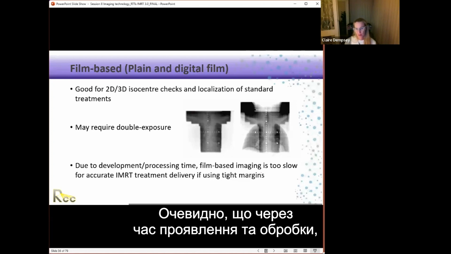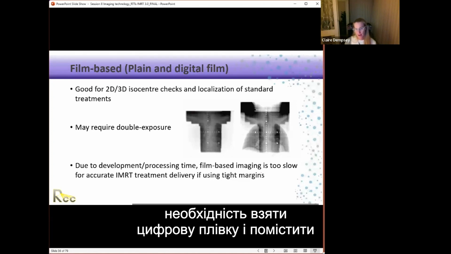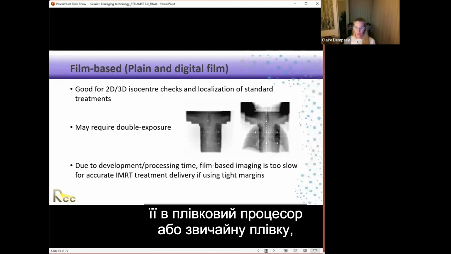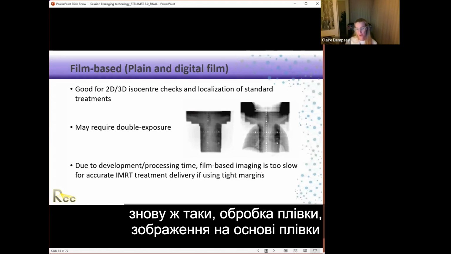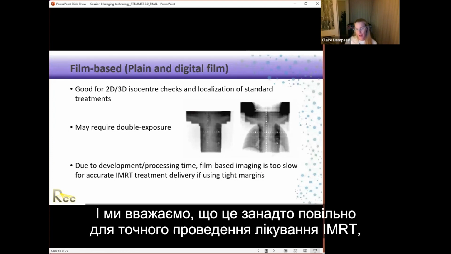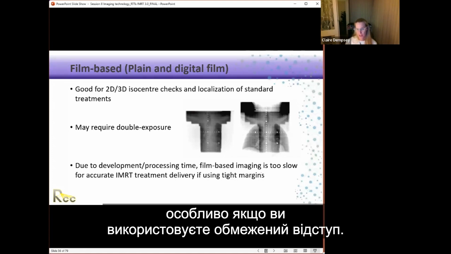Obviously, due to development and processing time, having to go and take the digital film and put it in the film processor, or your plain film, again processing the film, film-based imaging can be really slow. And we consider that it's too slow for accurate IMRT treatment delivery, particularly if you're using tight margins.